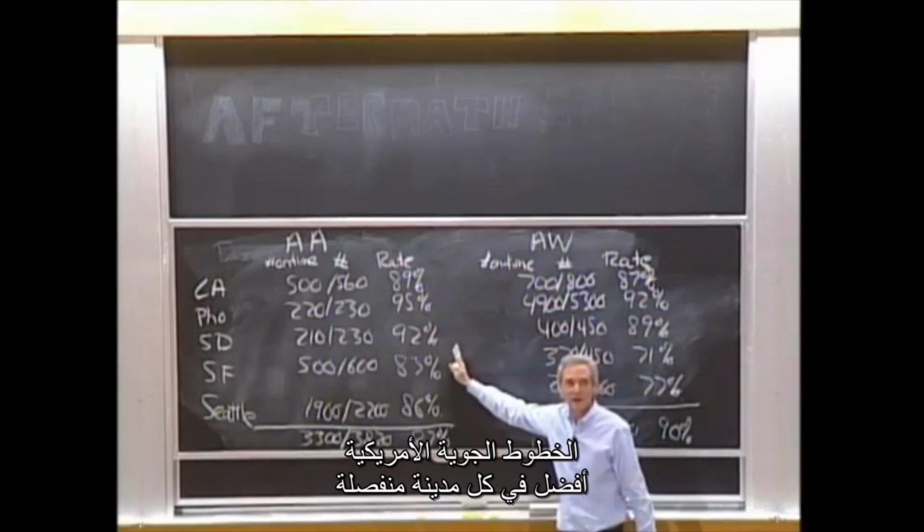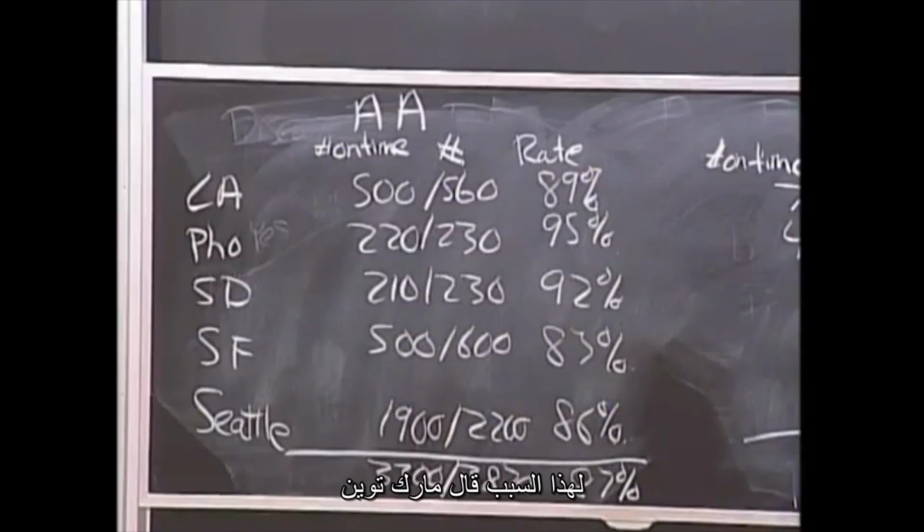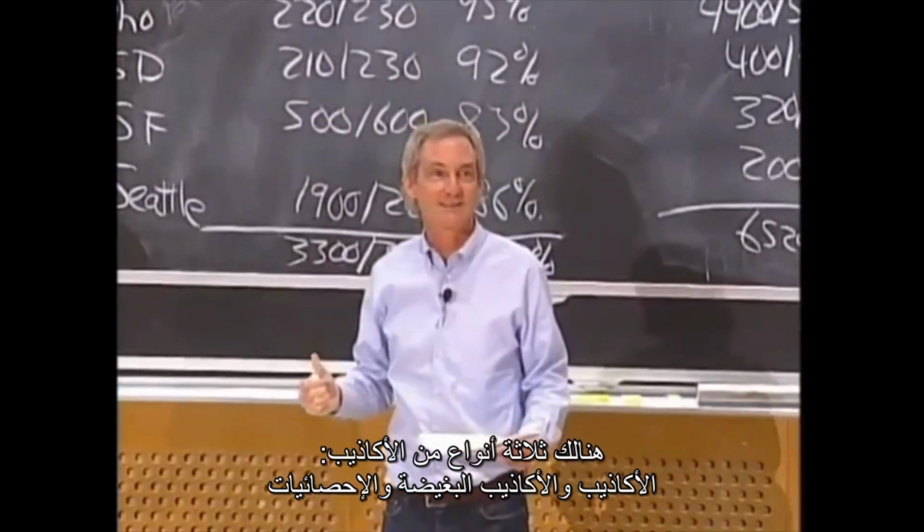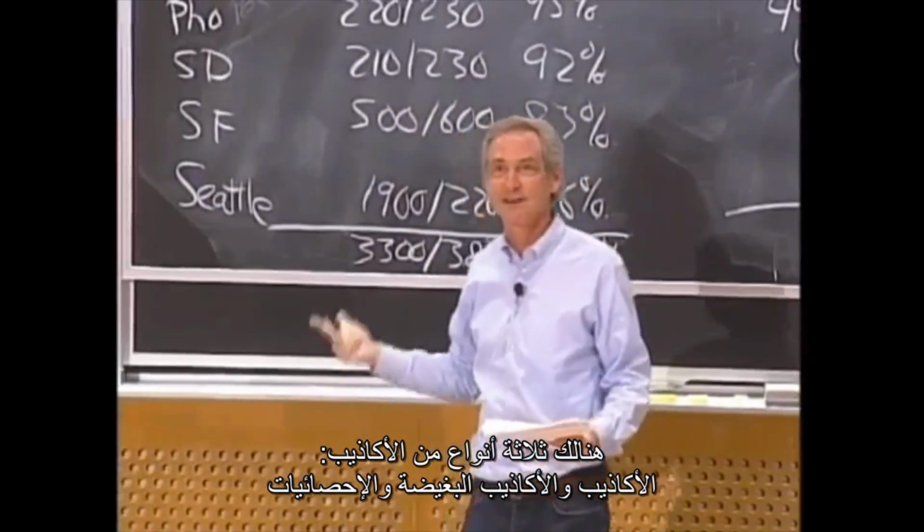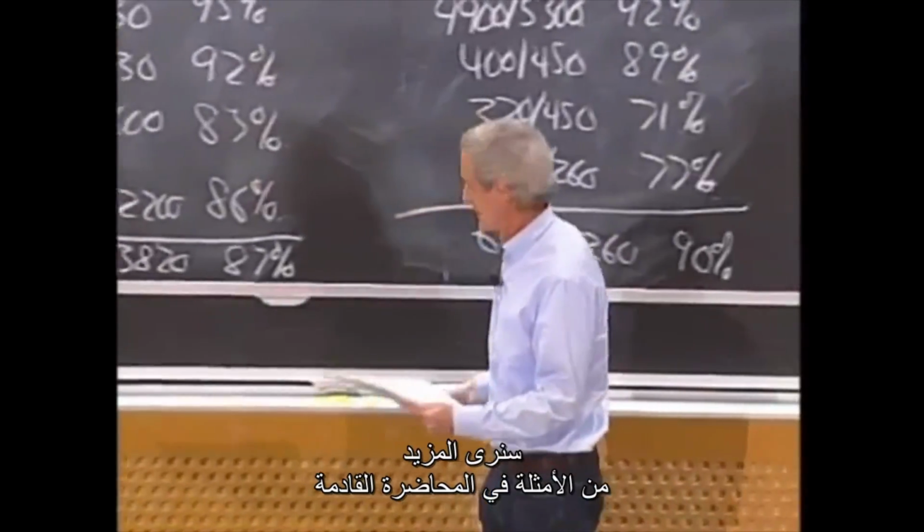American Airlines is better, every single city. All right, that's why Mark Twain said there's three kinds of lies. Lies, damned lies, and statistics. We'll see more examples next time.